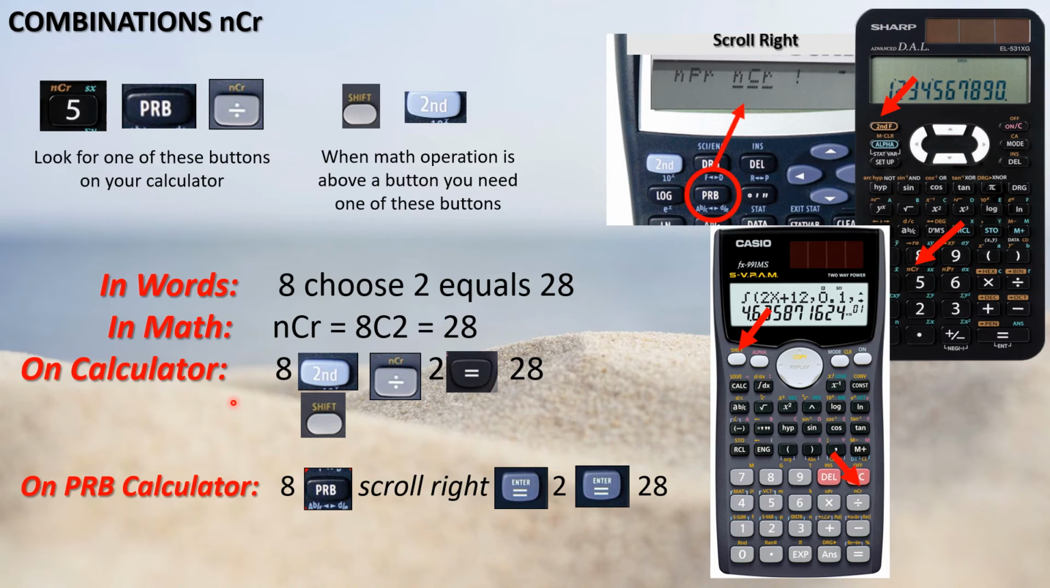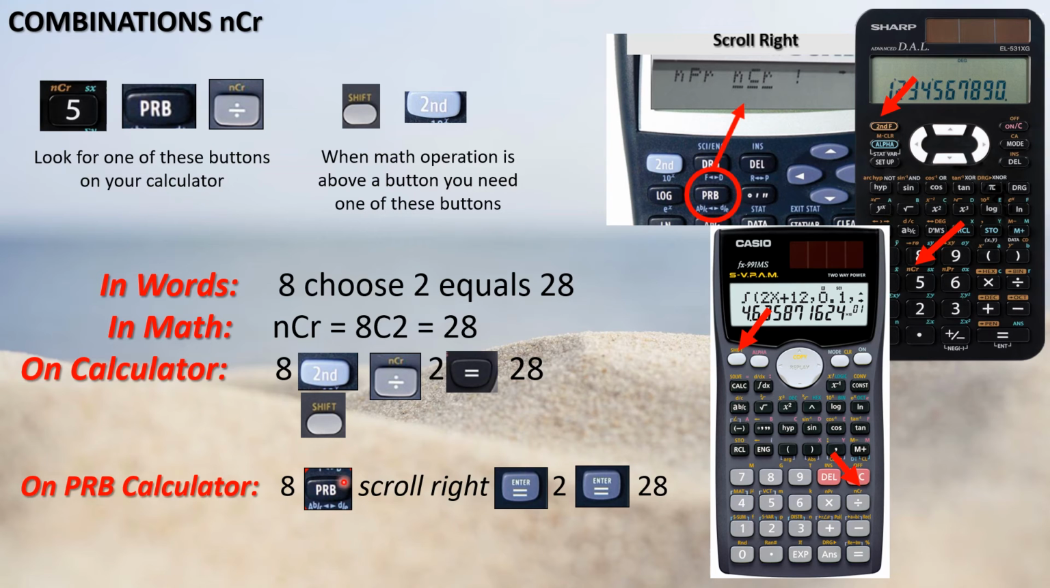So let's try this. If you have a shift one, you're going to do 8, hit your shift or your second function, hit your NCR button, hit 2, hit the equal sign, and you should get 28. Okay, so 8 choose 2. This is for probabilities. It's finding the total number of combinations when order doesn't matter.